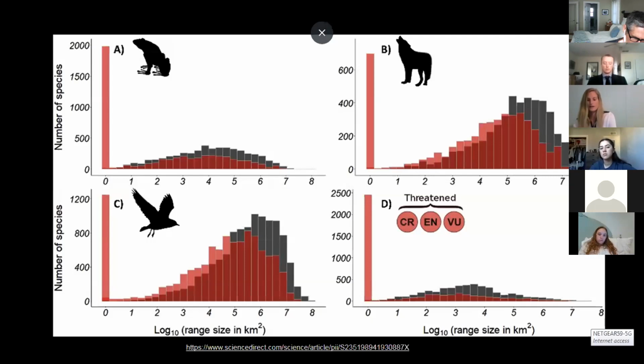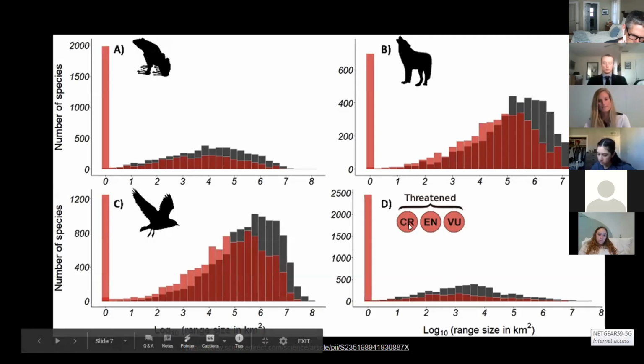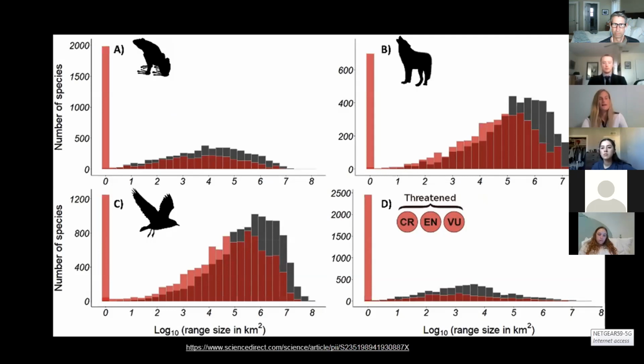And this is a graph from the research, and it breaks down species ranges by particular taxa. So we have amphibians, mammals, birds, and then all threatened species here. The gray bars indicate the total known range of species, and then the red bars are adjusted to exclude the areas under intense human pressures.